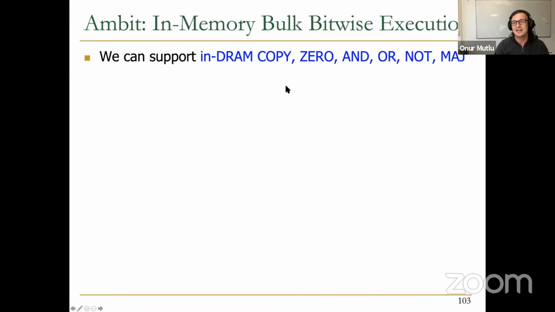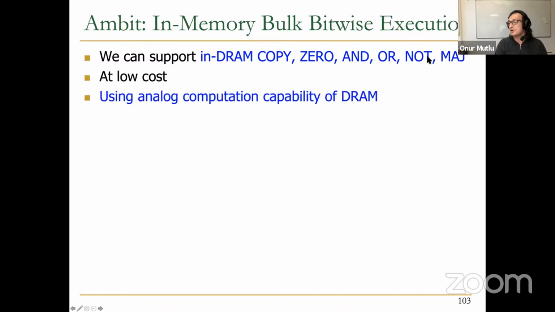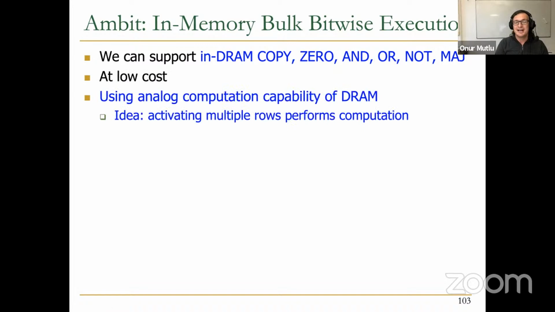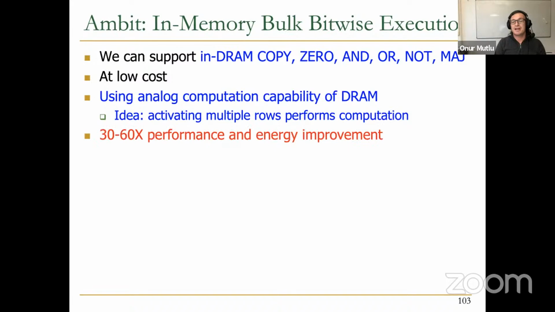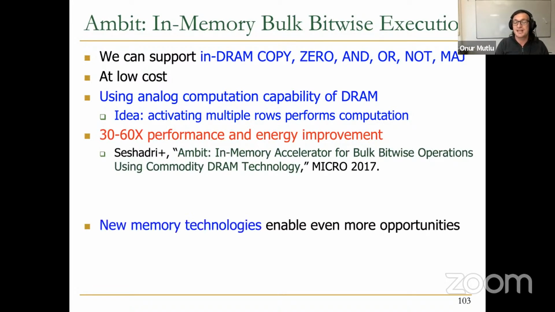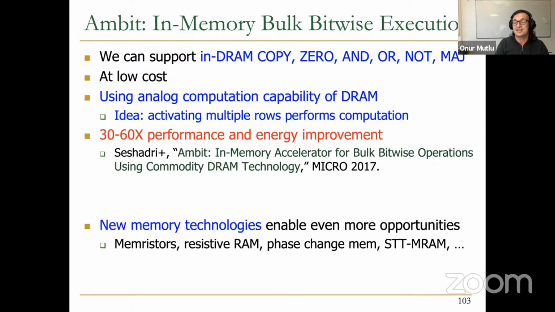Basically, you may have seen it, but it supports AND, OR, NOT, and majority in DRAM at low cost, exploiting the analog computation capability in DRAM. The key idea is that activating multiple rows performs computation. It leads to significant performance and energy improvements. And the key idea is applicable to emerging memory technologies as well. I'm going to show you some papers that actually showed that.